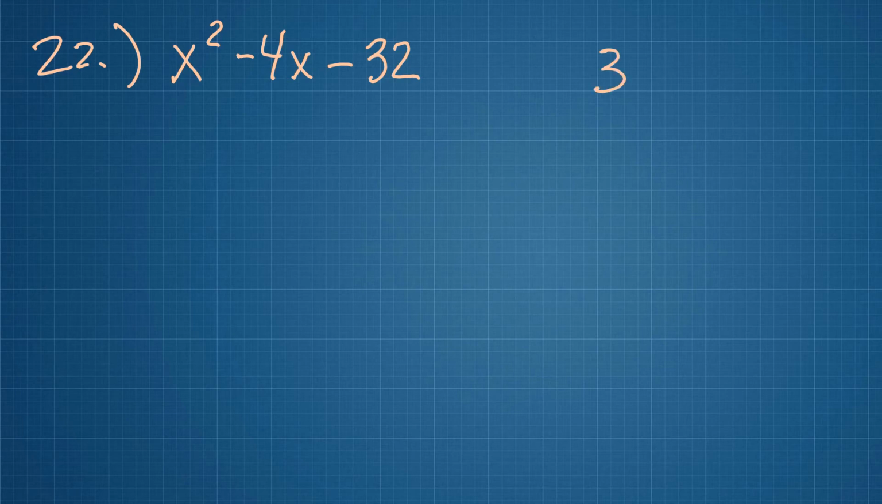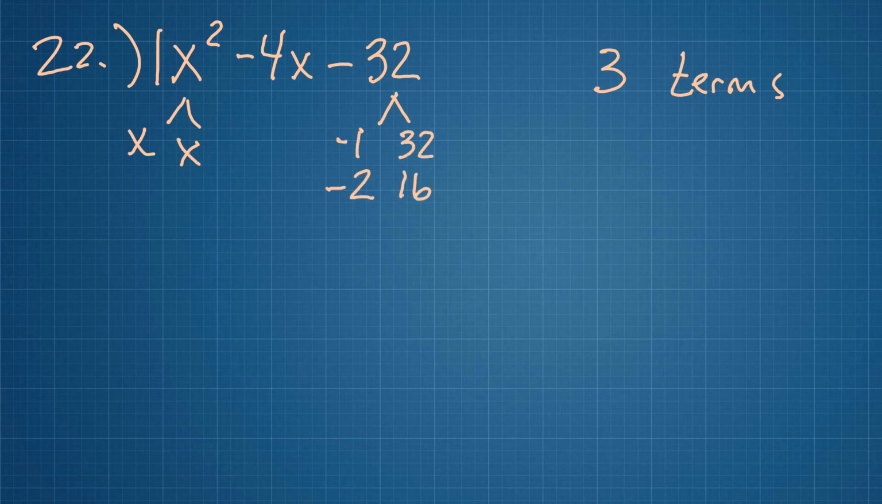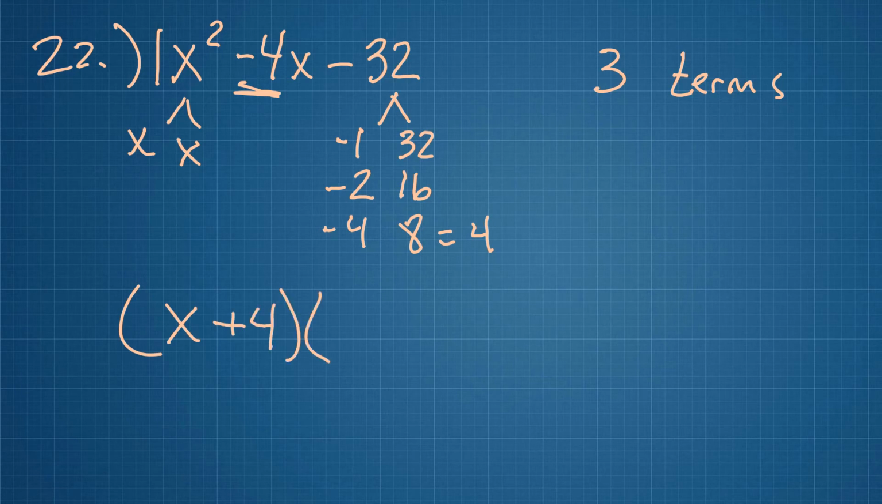All right, 22. Once again, I have 3 terms. This is an easier one because there is a 1x squared. Since there's a 1x squared, I get to use that little shortcut, so I know x and x. And how do I get 32? Well, negative 32, I have negative 1 and positive 32, negative 2 and 16, negative 4 and 8, all right, and I look and I see that negative 4 and 8 gives me positive 4. I want a negative 4. So all I do is switch those signs, and it gives me my correct answer, x plus 4, x minus 8. There's my factored form.